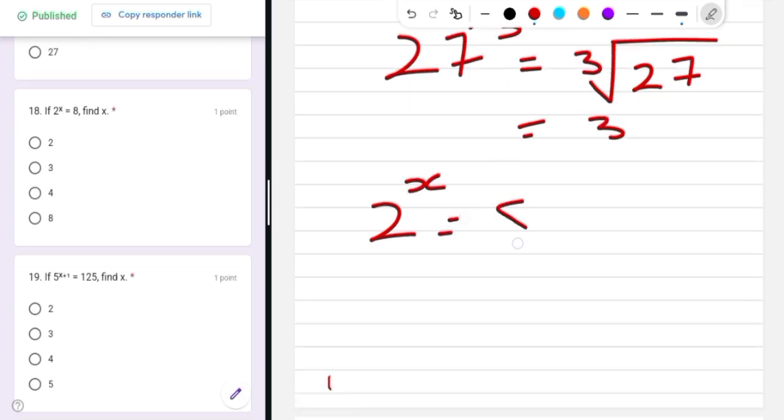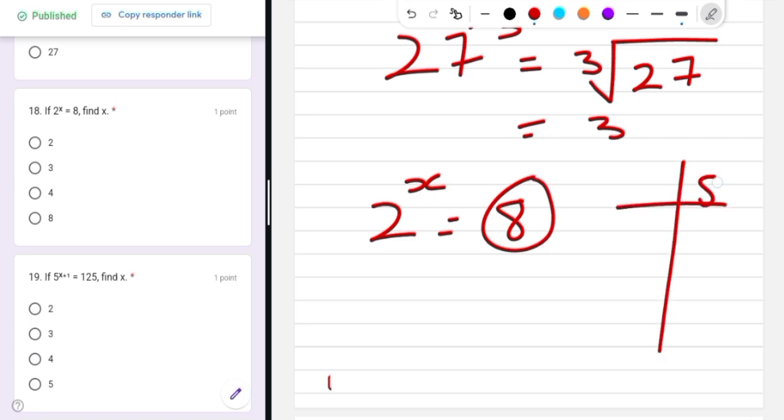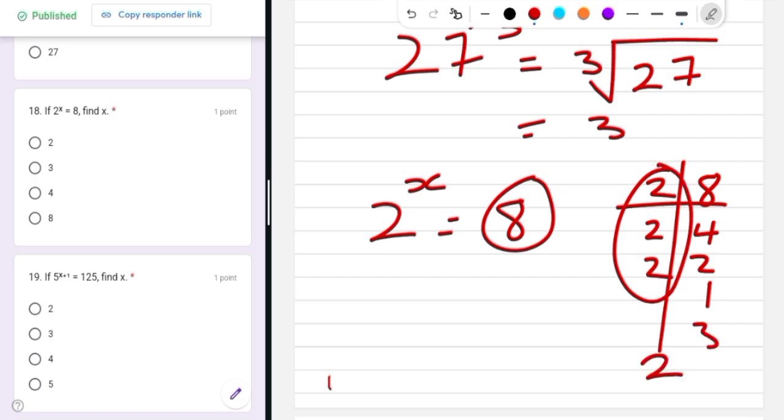2 raised to the power x is equal to 8. We will transform 8 to have a base of 2 by using prime factorization. 8 divided by 2 is 4, divided by 2 is 2, divided by 2 is 1. Writing that, we will write it as 2 raised to the power 3. That means 2 raised to the power x is equal to 2 raised to the power 3. Since the bases are equal, cancel out the base. What do we have left? X equals 3.